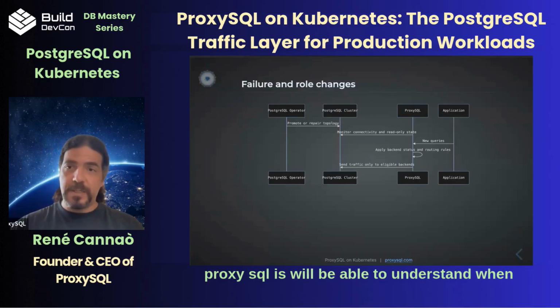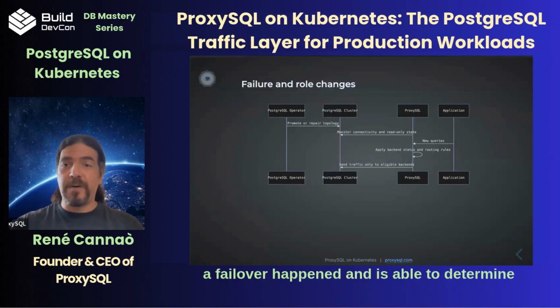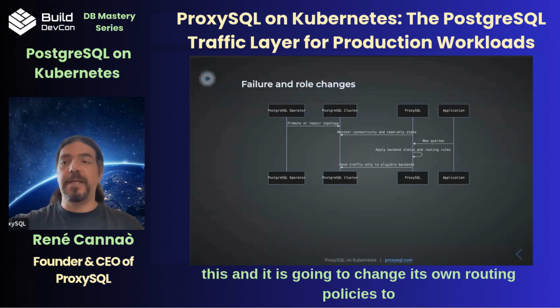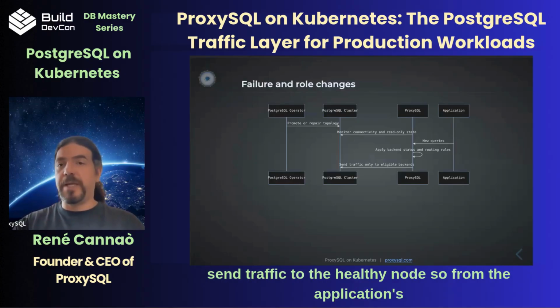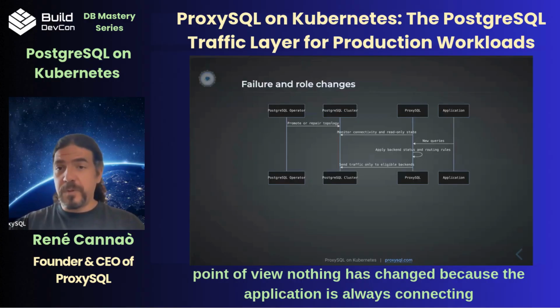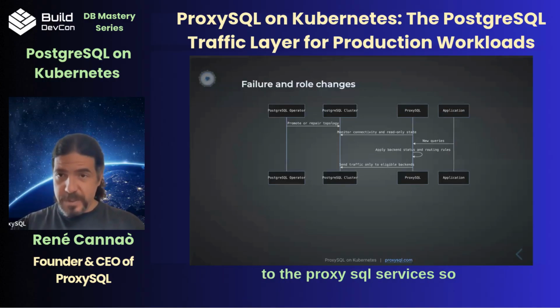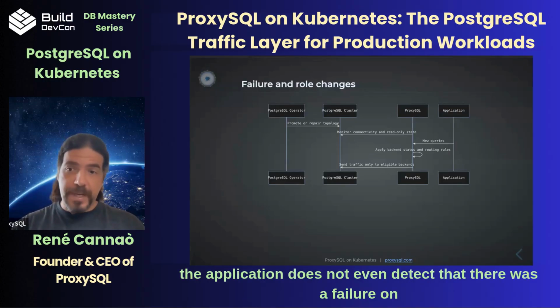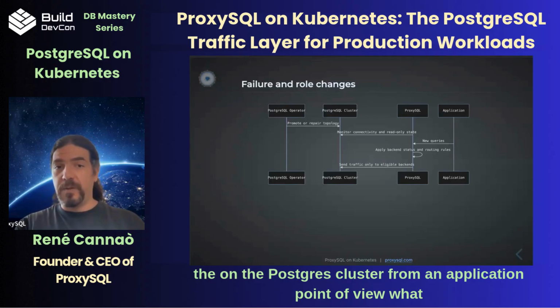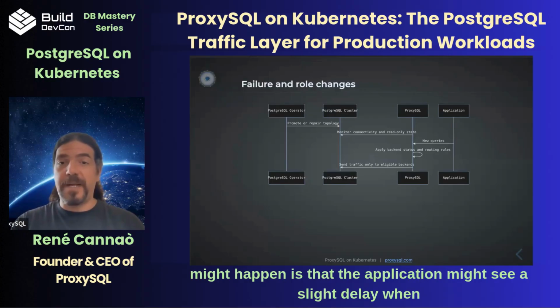ProxySQL will be able to understand when a failover happened, and it is going to change its own routing policies to send traffic to the healthy node. So from the application's point of view, nothing has changed because the application is always connecting to the ProxySQL service. The application does not even detect that there was a failure on the Postgres cluster. From an application point of view, what might happen is that the application might see a slight delay when executing queries.